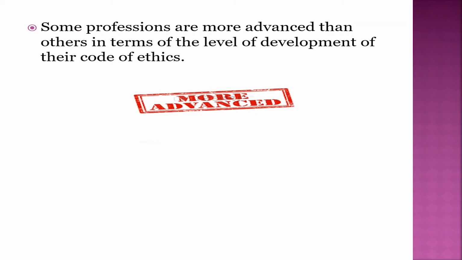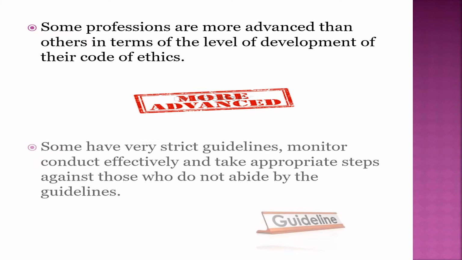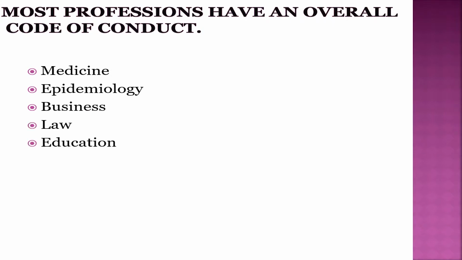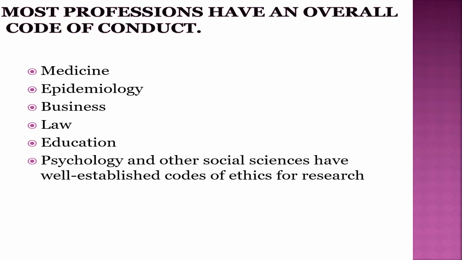Some professions are more advanced than others in terms of level of development of their code of ethics. Some have a very strict guideline and monitor conduct effectively and take appropriate steps against those who do not abide by the guidelines. Most professions have an overall code of conduct that also governs the way they carry out research. In addition, many research bodies have evolved a code of ethics separately for research. Fields like medicine, epidemiology, business, law, education, psychology, and all other social sciences have well-established codes of ethics for research.